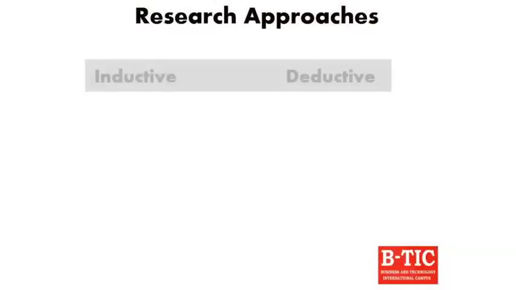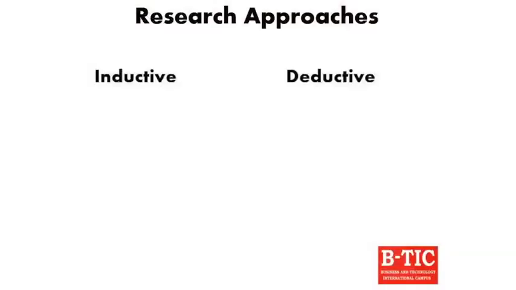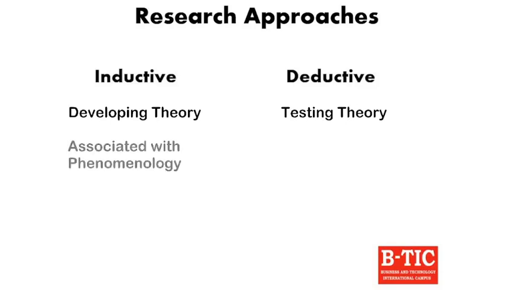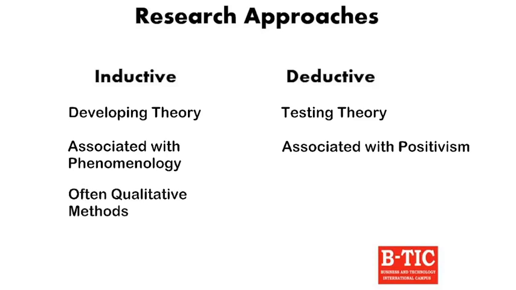Now let's summarize the difference between the inductive approach and the deductive approach. The inductive approach is about developing new theories, but the deductive approach is about testing existing theories. The inductive approach is associated with phenomenology philosophy, whereas the deductive approach is associated with positivism philosophy. And inductive is often connected to qualitative methods, qualitative data, qualitative observation, whereas deductive is often connected to quantitative methods, quantitative data, quantitative observation.